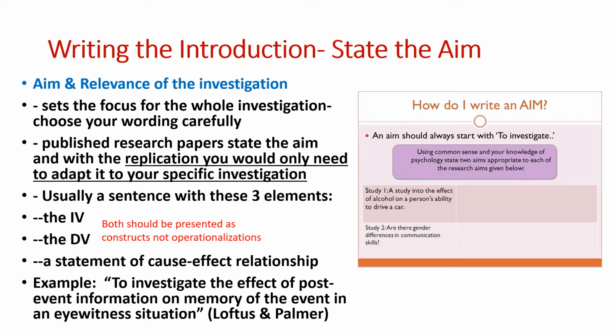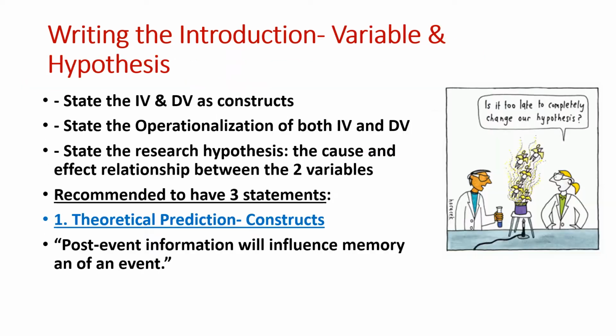So in writing the aim, this is towards the end of the intro. You're writing your aim. It's more of a construct. So if you look at the bottom of the page, it comes with three elements: independent variable, dependent variable, and then the cause and effect. An example on Loftus and Palmer is, to investigate the effect of post-event information on memory of the event in an eyewitness situation. So it's very construct. It's not operationalized. We haven't defined what post-event information and memory are going to be. We're going to do that next in the research hypothesis. Okay, so that's more of a construct versus an operationalized one.